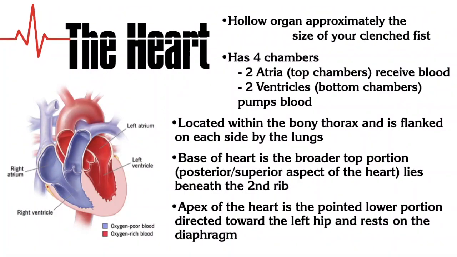Now let's talk about the heart specifically. It's about the size of your fist, a clenched fist. The heart does have 4 chambers. It is considered more of a hollow organ, and those 4 chambers are divided into 2 top chambers and 2 bottom chambers. For the 2 top chambers, you can think of the letter A for atria. And the 2 bottom chambers look like a V, and those are called ventricles.